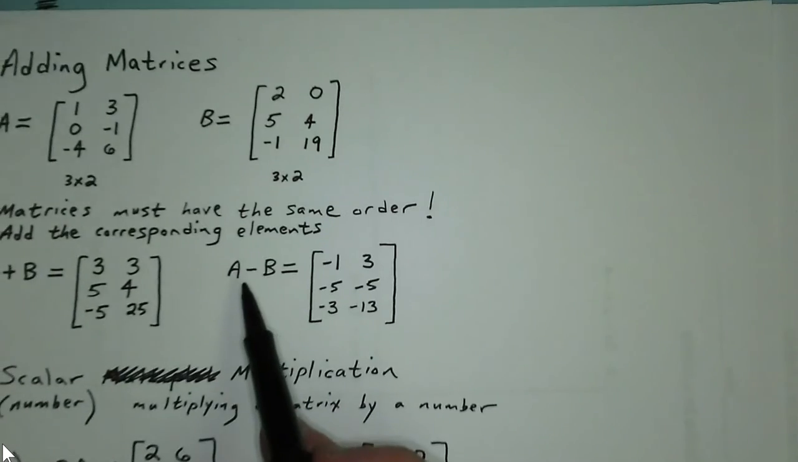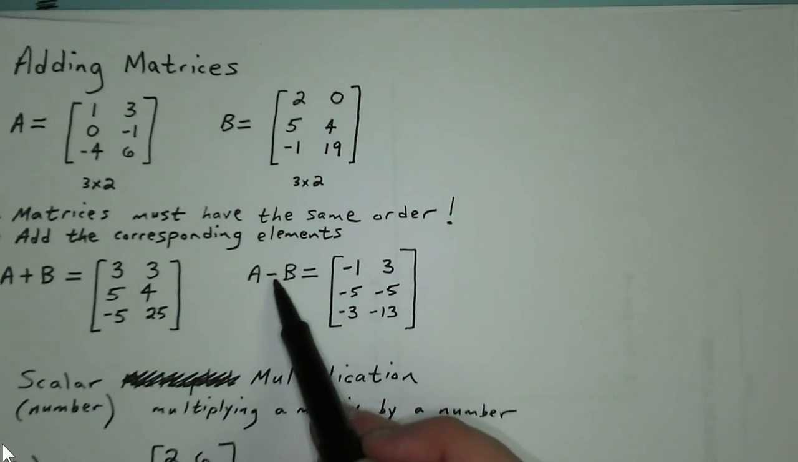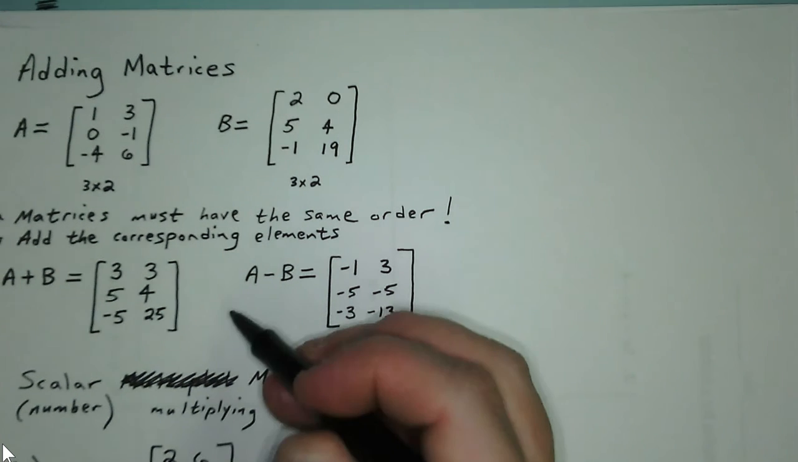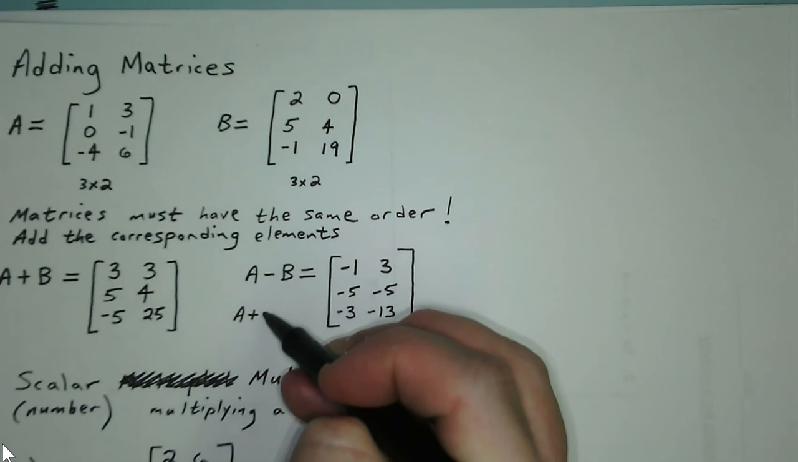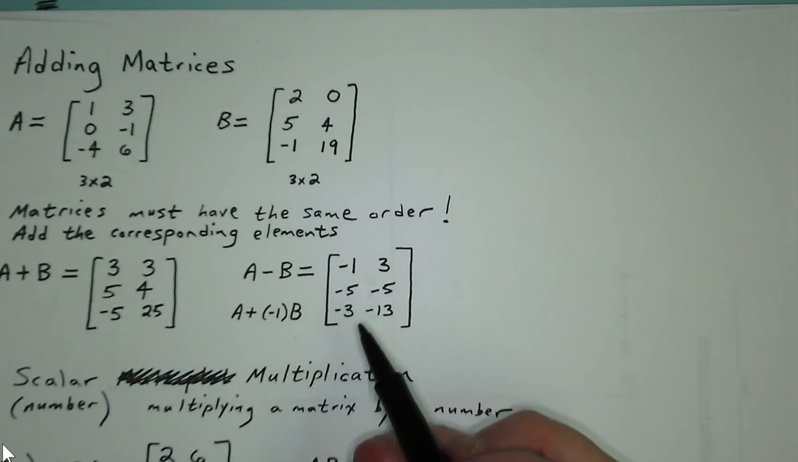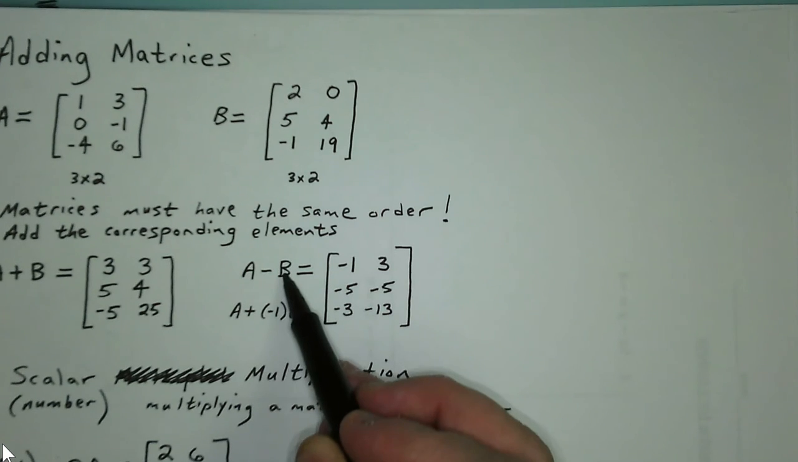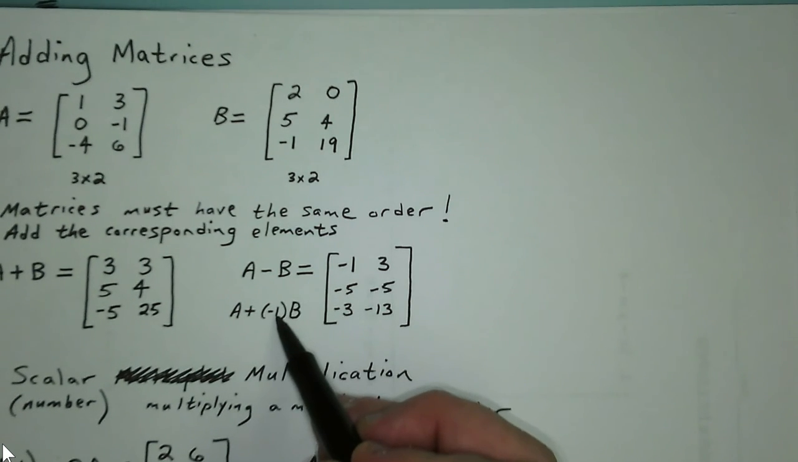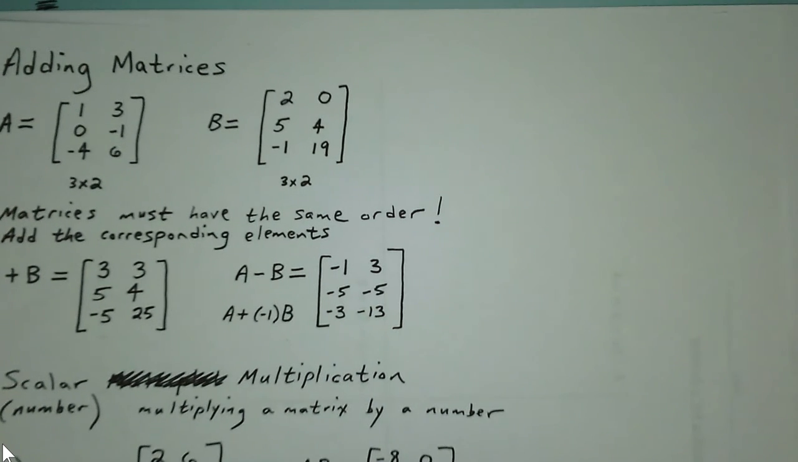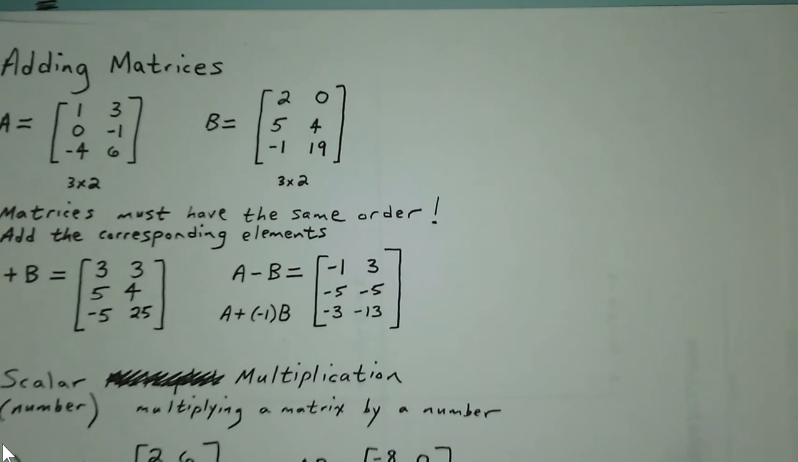So matrix subtraction, like I was going to say earlier, subtraction really is the same as addition. You could think of this as A plus negative 1 times B. So if you were so inclined, I wouldn't do it this way, but you could first multiply matrix B by a scalar of negative 1, and then just add the matrices. It's just a quick follow-up on what I said earlier, that subtraction is addition.